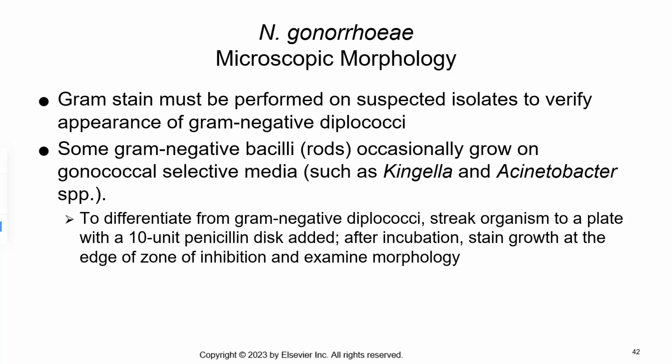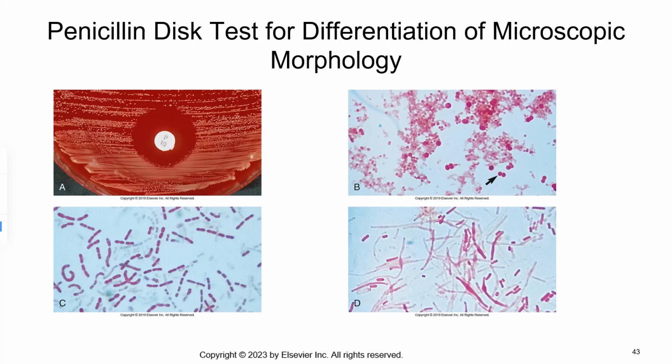After incubation, we stain the growth at the edge of the zone of inhibition and examine the morphology. So here, we would streak it, we would put a penicillin disc on there, and then we would collect bacteria from the edge of the zone. And if we see those gram-negative diplococci, we can safely assume that it is gonorrhea. Otherwise, we would see these other morphologies here, and then we would know that it's not.